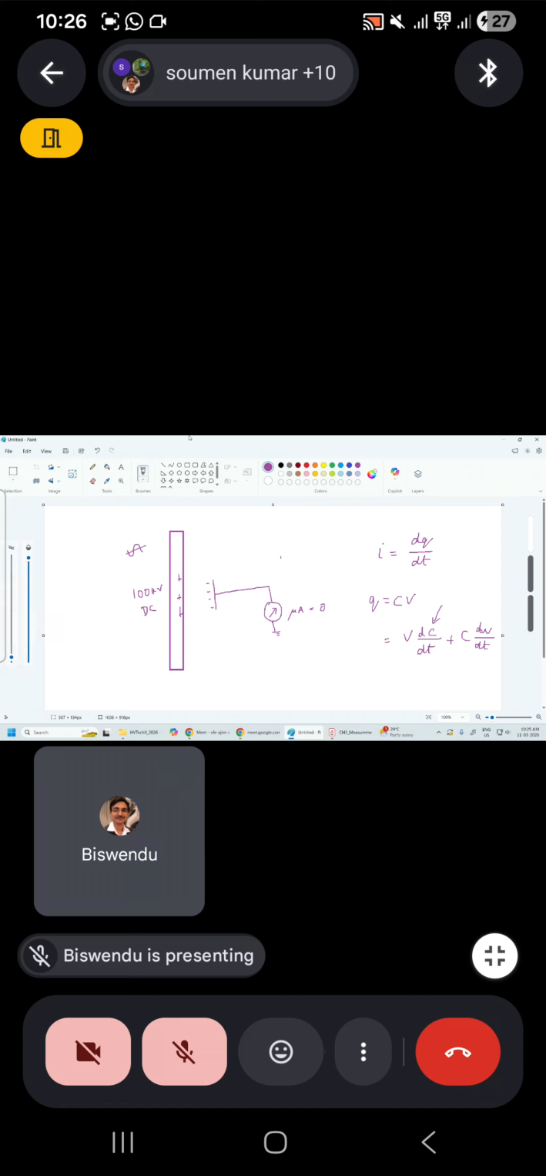See, for DC, I have told you this is a DC measurement. Is there any dV/dt in DC? There is no dV/dt, so this part becomes 0. What about this part? This is also 0 if the capacitance is constant. So current will be 0. But this capacitance is not kept constant. Now comes a very, very peculiar method of construction that we will have to understand.